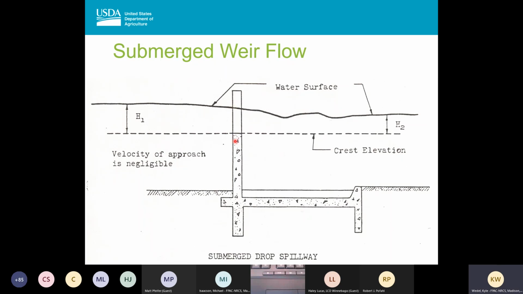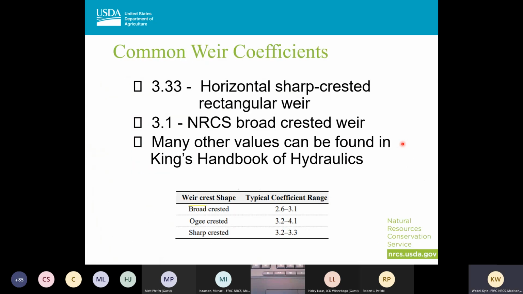So on this picture, I have a weir here, and I'm going to figure out my upstream flow is going to be this H1, and then downstream is going to be my H2. Notice that they're far enough away from the weir that the weir's not having an impact on the elevations.